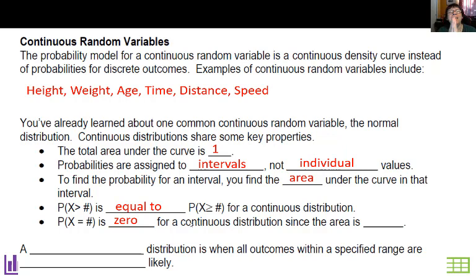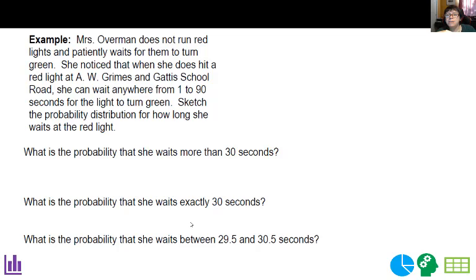Very strange, yes? Now, there's a special type of continuous distribution as well called the uniform distribution. And that's when all the outcomes in the specified range are equally likely. So here's an example I came up with. I do not run red lights. I'm a good girl. And I patiently wait for them to turn green. And I notice that when I drive to school, the red light at A.W. Grimes and Gaddis School Road, you know the one, I can wait anywhere from 1 to 90 seconds. I should say zero. Change that to zero there. Sorry. For the light to turn green.